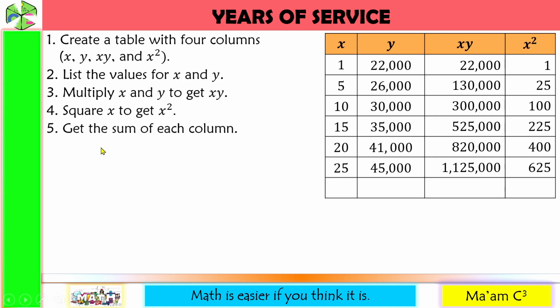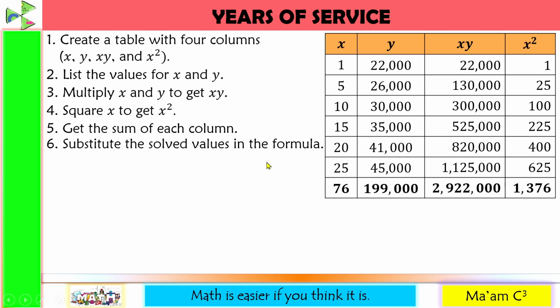Step 5, get the sum of each column. 1 plus 5 is 6, plus 10 is 16, plus 15 is 31, plus 20 is 51, plus 25 is 76. When we get the sum of this column y, it will give us 199,000. Summing up this column xy will give us 2,922,000. And summing up column x squared will give us 1,376. Now, step 6, substitute the solved values in the formula.